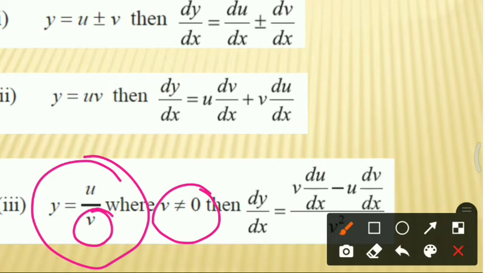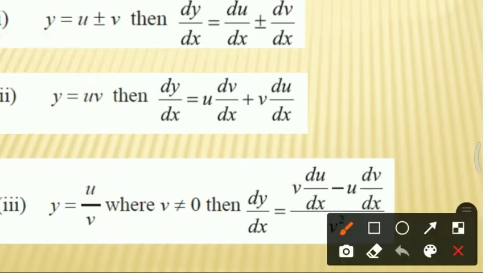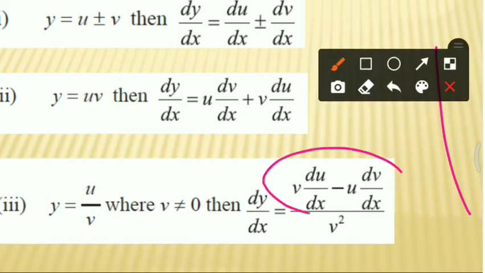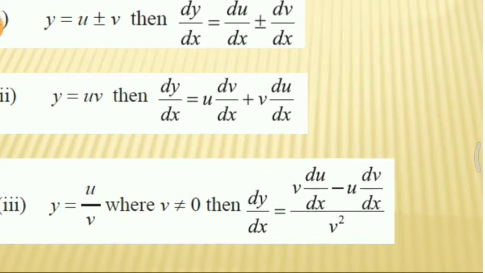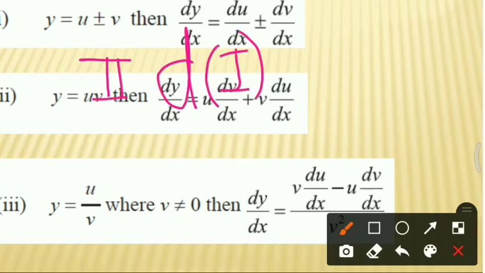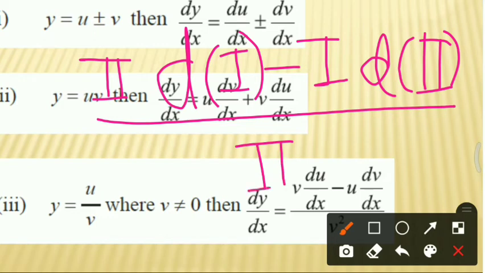And dy by dx is expressed as, in terms of u and v, v as it is into du by dx minus u into dv by dx, and total divided by v square. Now in terms of first and second, we can write this as second as it is into d of first minus first as it is into d of second, and total divided by square of second.